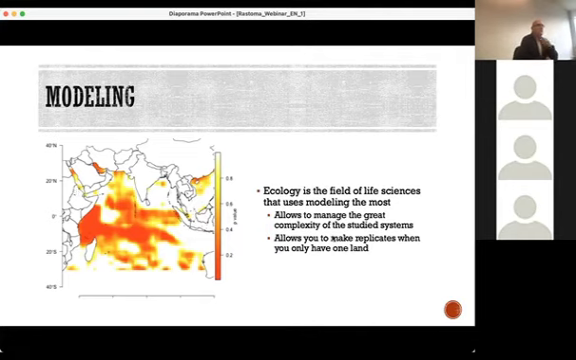But also, the use of modeling allows you to make replicates, whereas you have only one Earth. You have only one Earth. There is no planet B. We have one Earth, but when you are doing science, you must do replicates, and you cannot do replicates because you have only one Indian Ocean. And we generate the replicates using modeling.